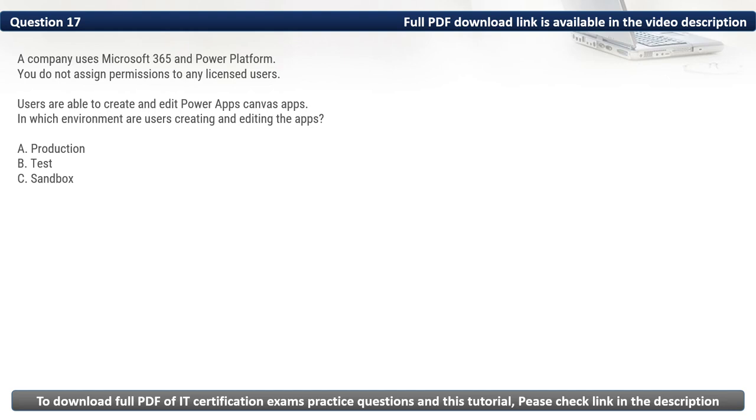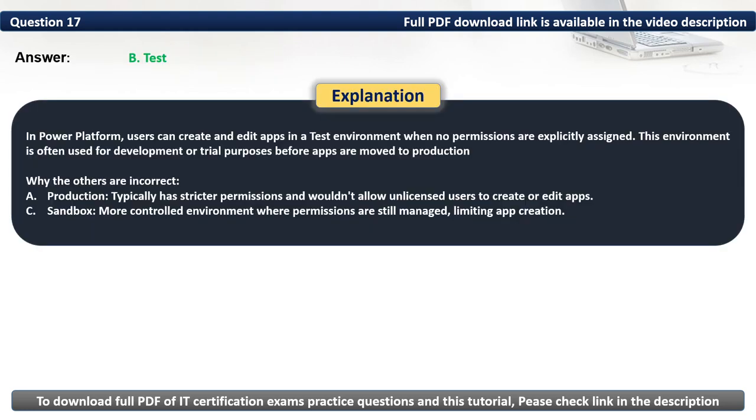Based on the question, let us first discuss the incorrect options. About option A, production typically has strict permissions and wouldn't allow unlicensed users to create or edit apps. About option C, Sandbox has a more controlled environment where permissions are still managed, limiting app creation. As such, the environment in which users are creating and editing the apps is test. Thus, the correct option is B.